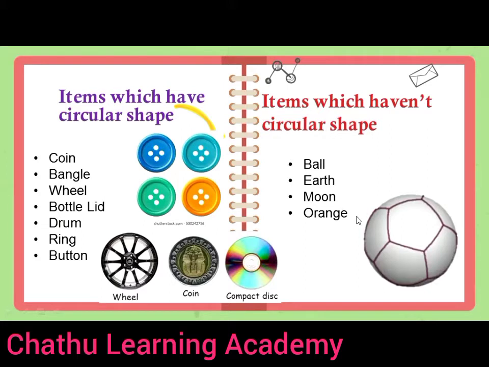We can't draw a circle by using these objects. Can we draw a circle by using a ball? No, we can't. Can we draw a circle by using an orange? No, we can't. So these are not the examples for the circular shapes. If it is a circular object, we can draw a circle by using that object.